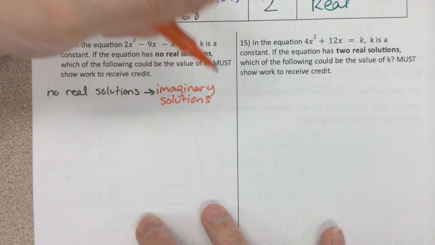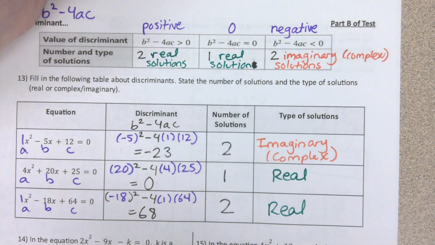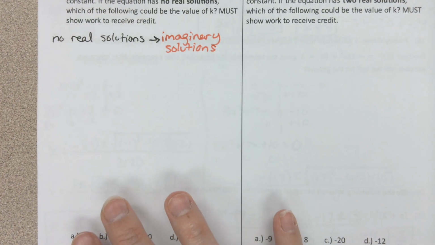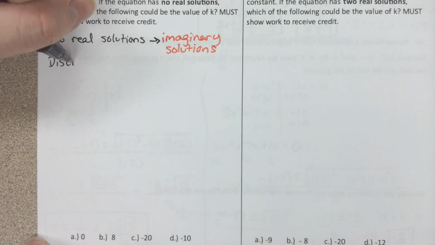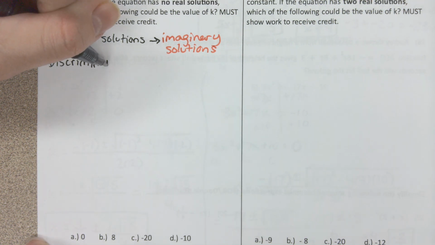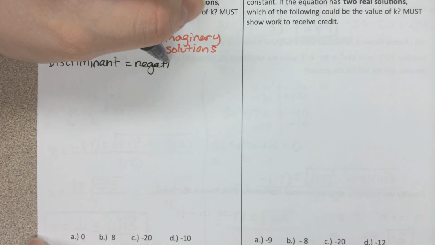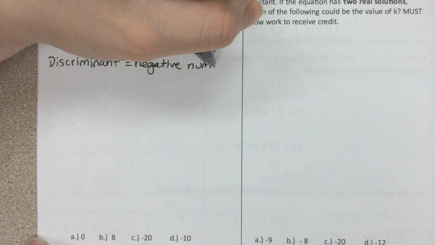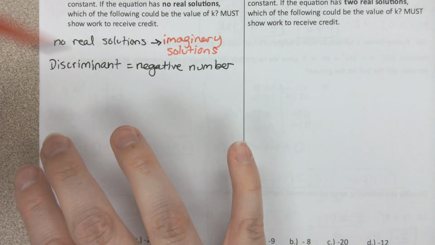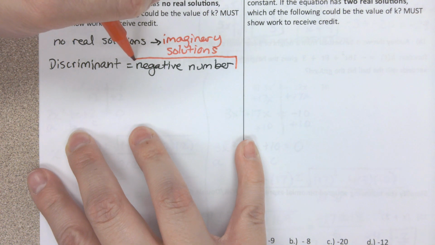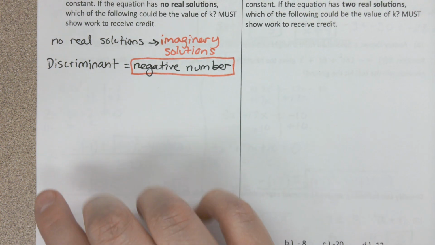So let's go back up to our table. If it has imaginary solutions, that means we want a negative discriminant. So the right equation will have a discriminant equals a negative number. So this is what we want when we're finding the discriminants. The correct answer will have a negative discriminant.